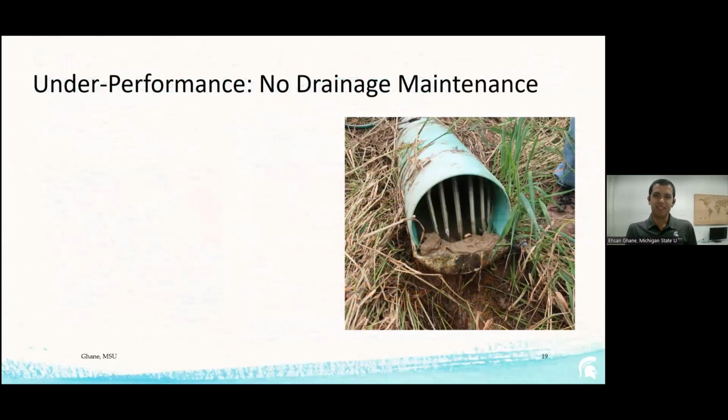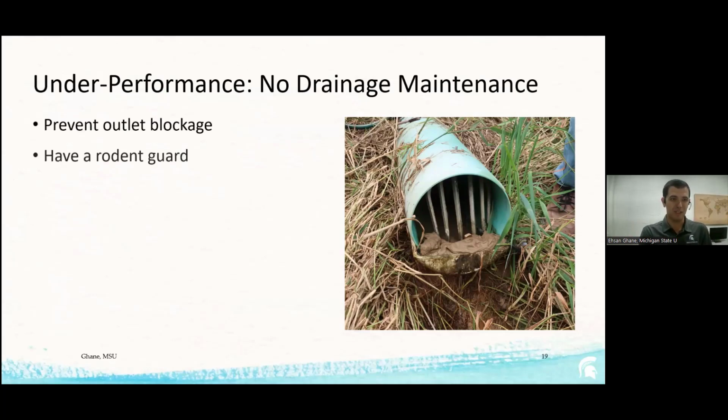Another underperformance is that we have to make sure we are maintaining the drainage system. One of the very important places is the outlet. It's very important that it's not blocked. If there's debris, or the ditch fills with water and something is obstructing the outlet, that needs to be taken care of. We want that to be free flowing. So prevent any outlet blockage, that's very important.